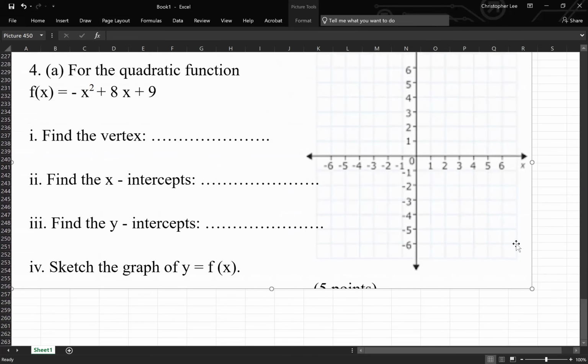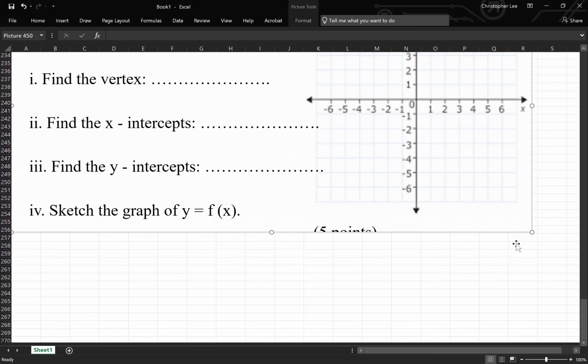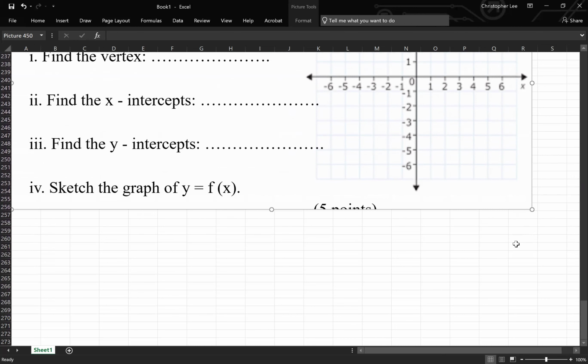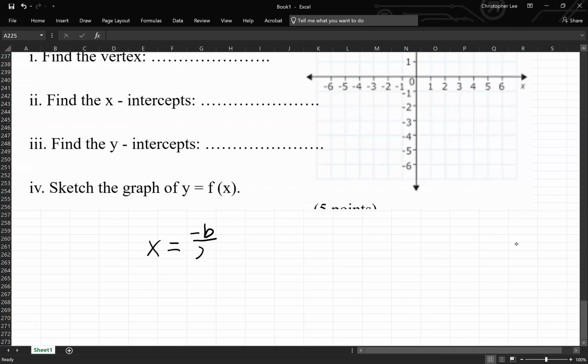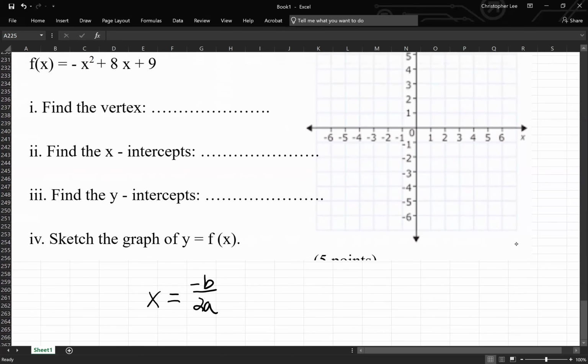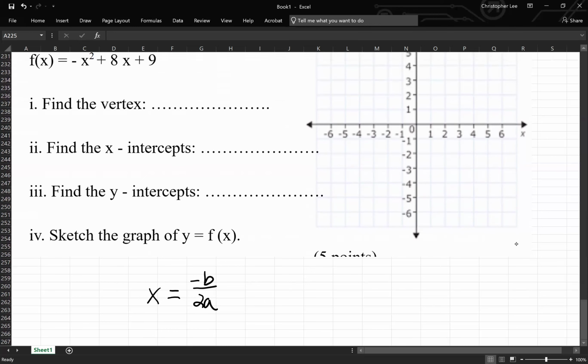Okay, so for a quadratic function, f of x is equal to negative x squared plus 8x plus 9, we want to find the vertex. So remember that the vertex is what? It's the axis of symmetry, which is negative b over 2a. And then that's going to be our x coordinate, and then the y coordinate together, they make up the vertex. So let's go ahead and do that. Let me go back up to the equation I had, f of x is equal to negative x squared plus 8x plus 9.